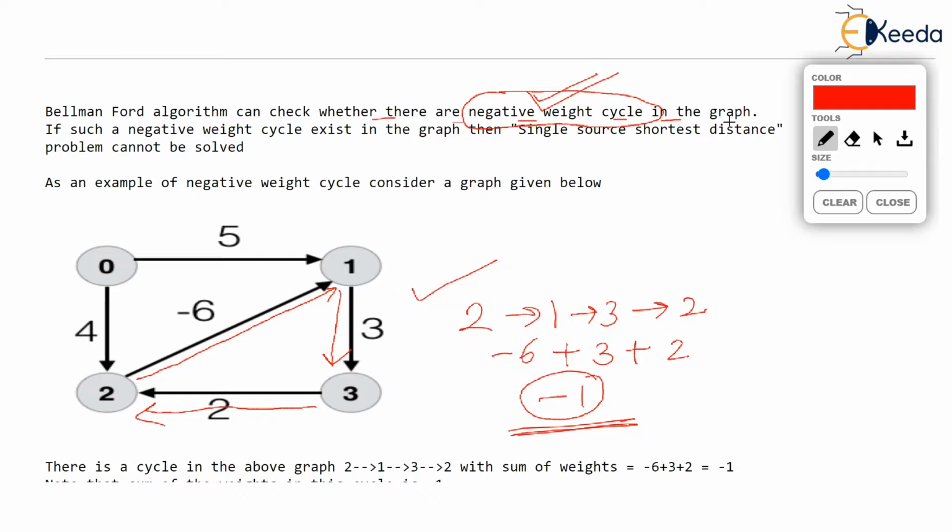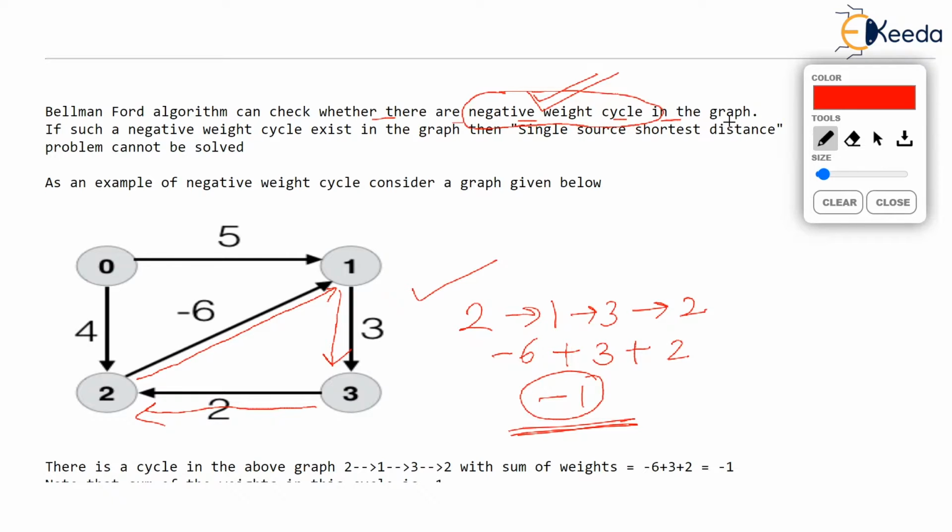And listen carefully, if there exists a negative weight cycle anywhere in the graph, then Bellman Ford algorithm cannot find single source shortest distance. Or rather, the Bellman Ford algorithm announces that it cannot find the answer because the graph has a negative weight cycle. I hope you have understood the negative weight cycle.